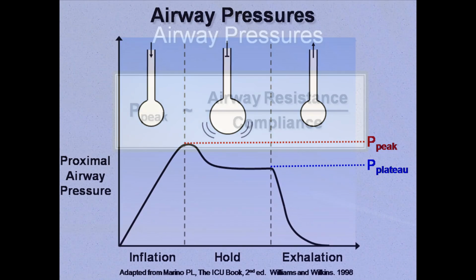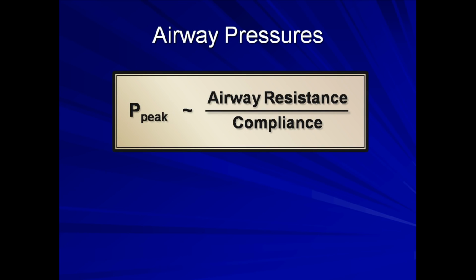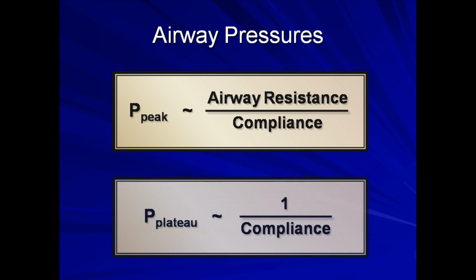It can be shown that the peak pressure is proportional to airway resistance and inversely proportional to compliance, while plateau pressure is inversely proportional to compliance and independent from resistance. Based on these relationships, one can conclude that peak pressure can be increased from either increased airway resistance or from decreased compliance, while plateau pressure, on the other hand, can only be increased by decreased compliance. Therefore, if peak pressure is elevated and plateau pressure is not, it's highly suggestive that the patient's airway resistance is unusually high.